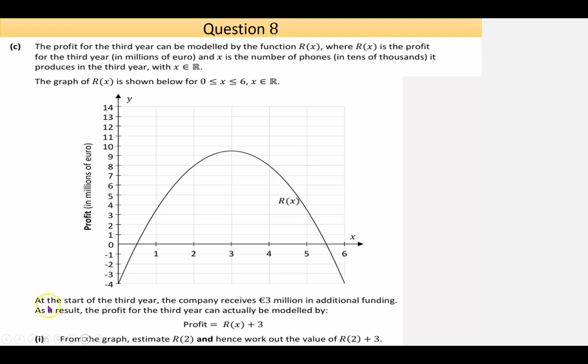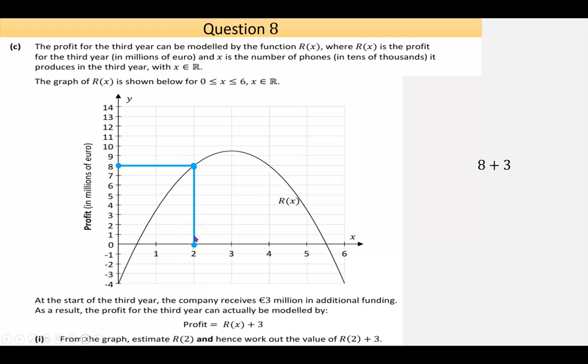So let's read it. At the start of the third year, the company receives 3 million in additional funding. As a result, the profit for the third year can actually be modeled by profit is equal to this function plus 3. Then from the graph, it says estimate R of 2 and hence work out the value of R of 2 plus 3. Now, R of 2 means where is x equal to 2? And that's here.